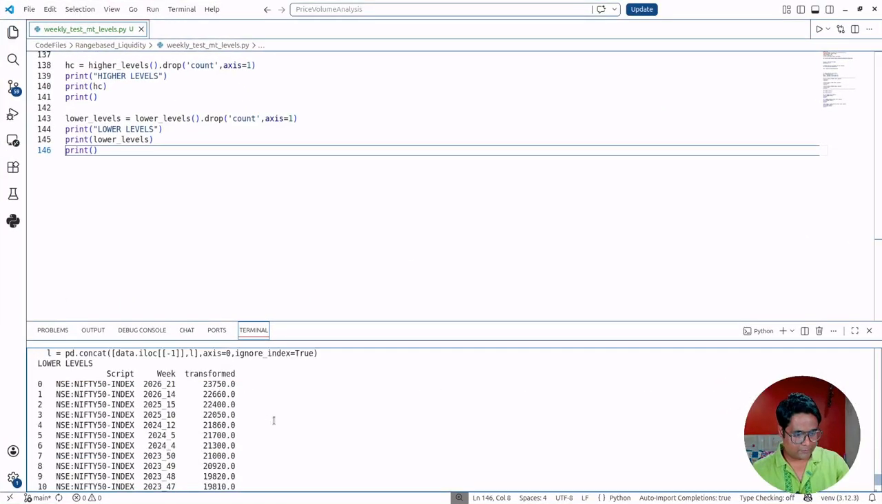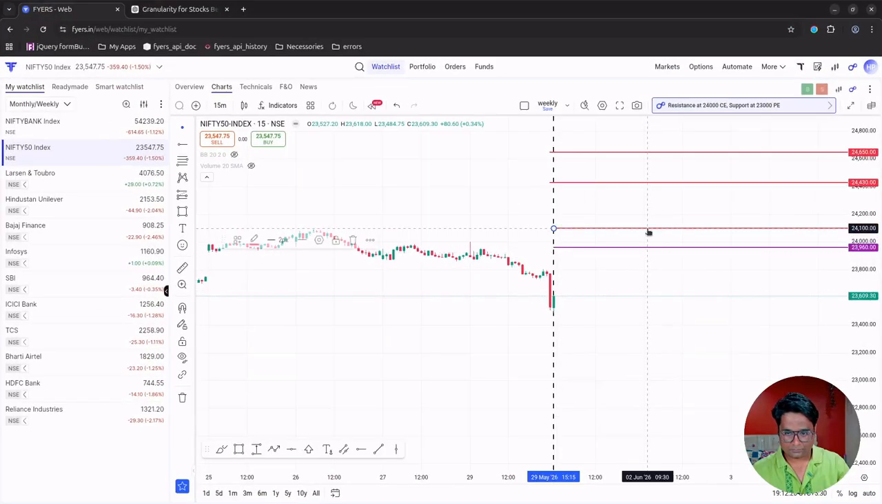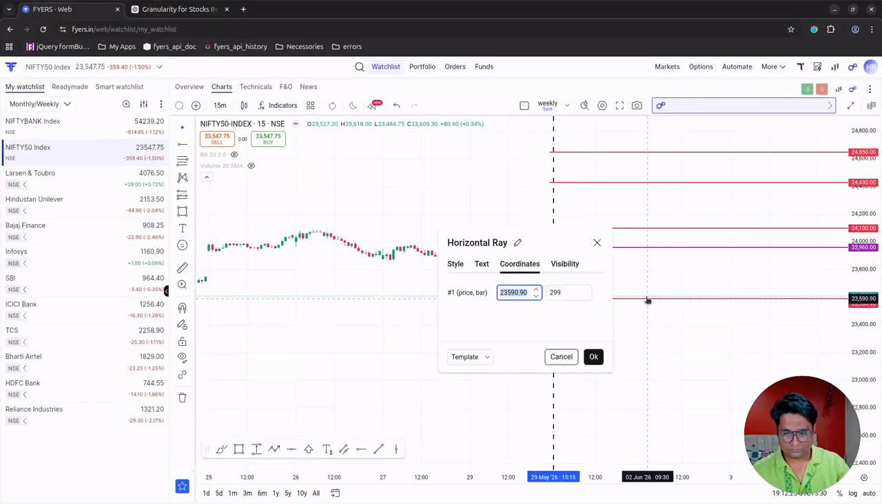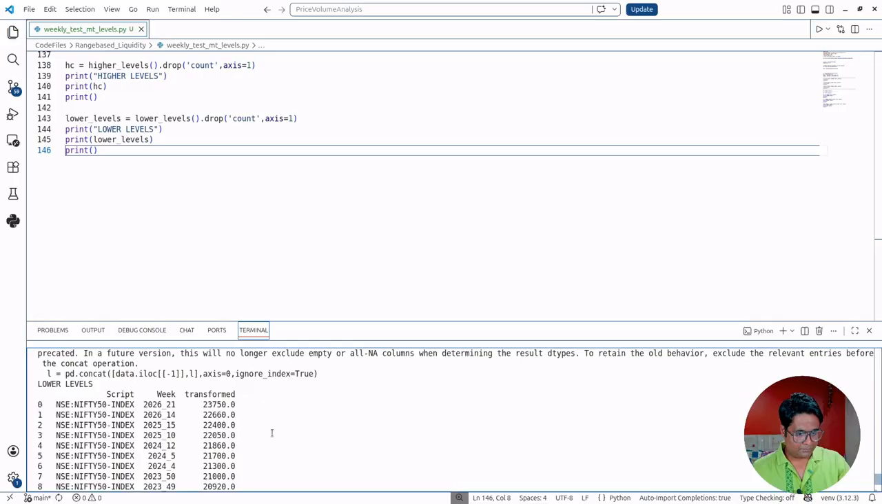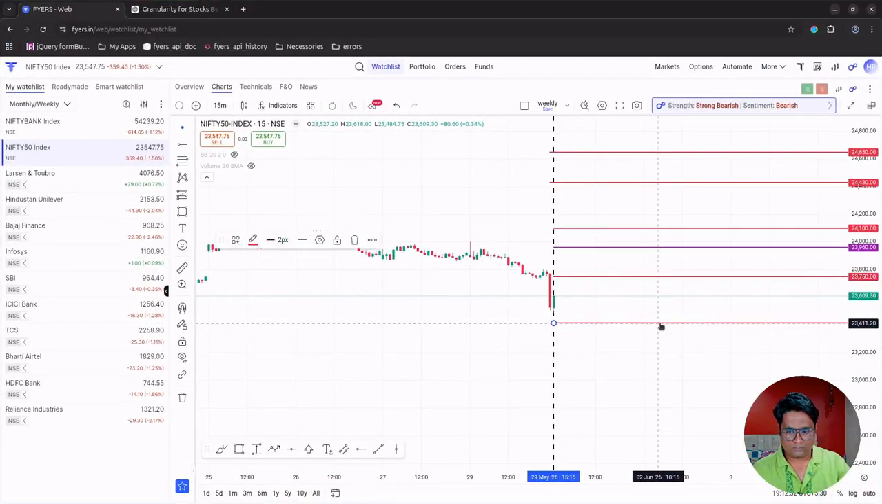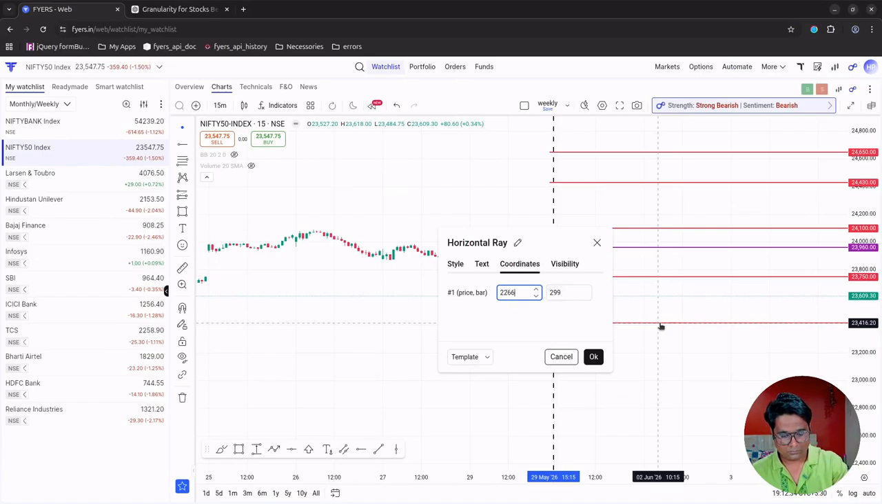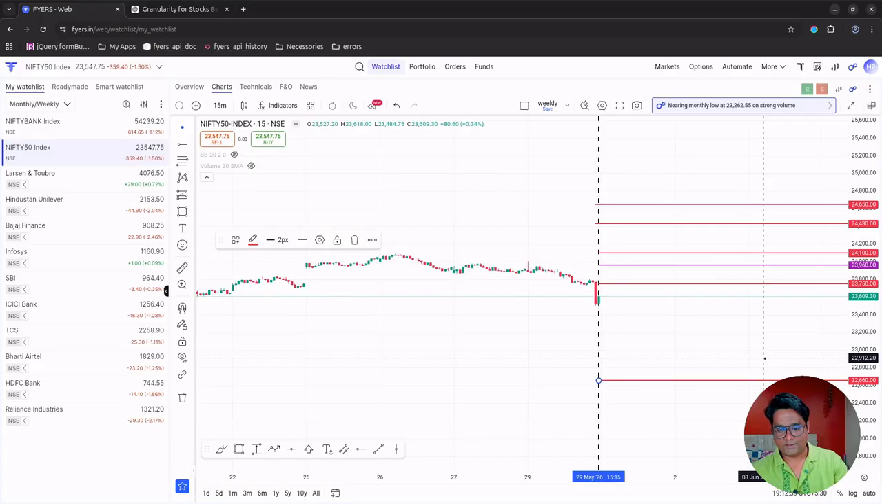Let's go get the levels for the downside. 23,750, 22,660. So for the downside, these levels are enough.